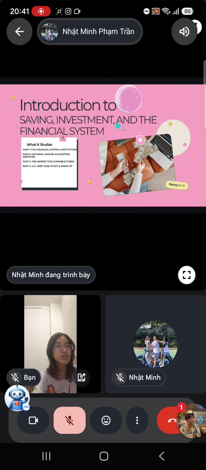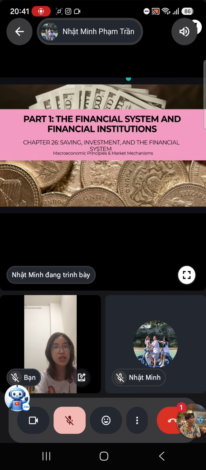And now let's move to part one. Hello, Professor and classmates. Today I will present Chapter 26, Saving, Investment and the Financial System. I will examine how financial institutions match saving with investment and how government policies affect the market for loanable funds. Let me begin with the core function.